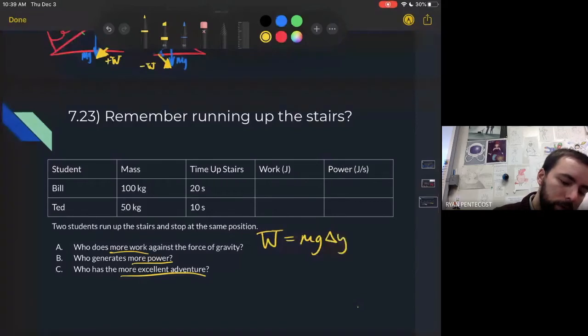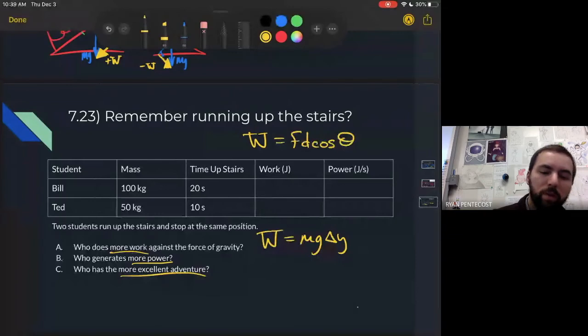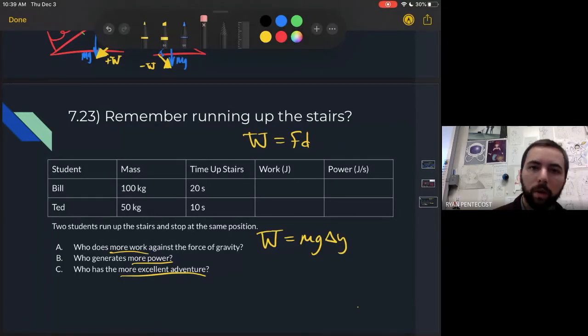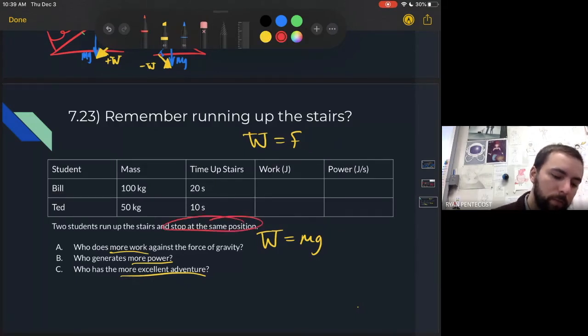because work is going to be F d cosine theta. The distance they're traveling is going to be something like their delta y. But they are going on the same staircase, so cosine theta doesn't matter. If we're comparing their work, they also traveled the same distance. They stopped at the same position, so that doesn't matter. They're doing it on the same planet, so we assume gravity is going to be the same. So the only thing we are really comparing is the mass. That's the only difference between the work that they were doing.